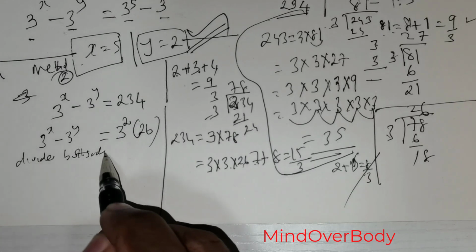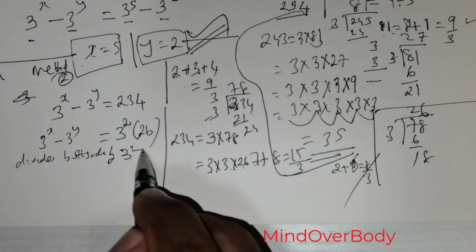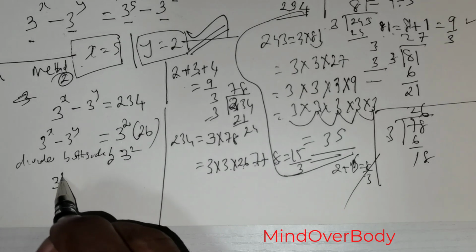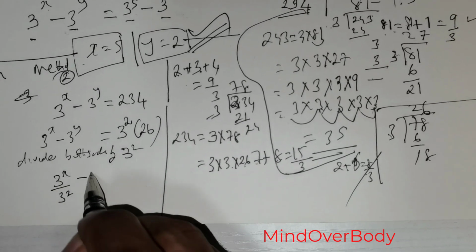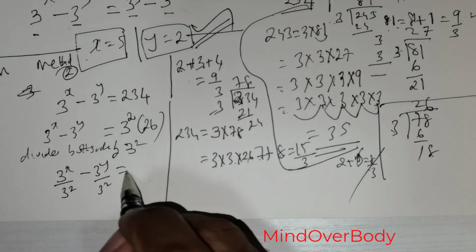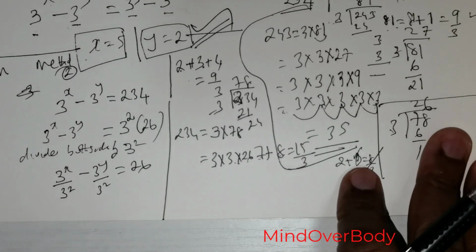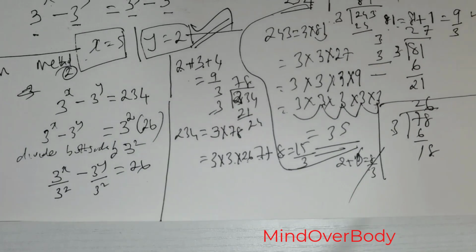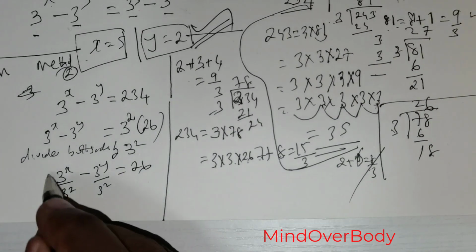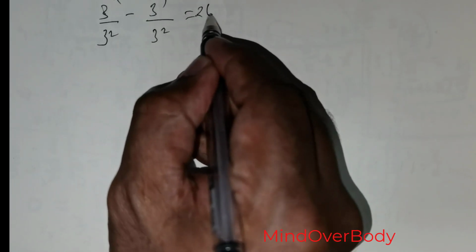both sides by 3 squared. So if I were to divide both sides by 3 squared, this is going to be 3 raised to the power of x divided by 3 squared minus 3 raised to the power of y divided by 3 squared is equal to 26. Now by the law of indices, I will have to move on to the new page. So let me move on to the new page. So I've got 3 raised to the power of x divided by 3 squared minus 3 raised to the power of y divided by 3 squared is equal to 26. This is what I've got.